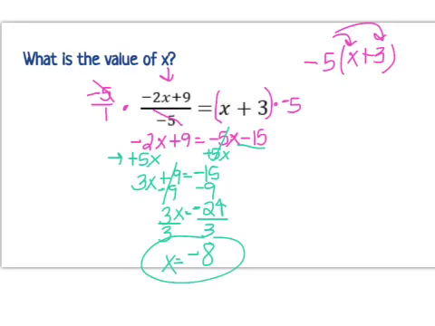So anytime you have a lot of things being divided by one number, get rid of your denominator first. Anytime you're multiplying something with more than one variable or more than one constant, make sure you multiply it by everything on that side.